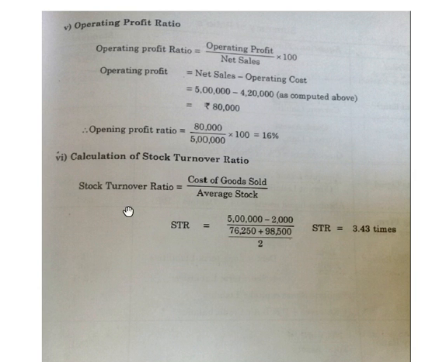Calculation of stock turnover ratio. Stock turnover ratio is equal to cost of goods sold divided by average stock. So 5 lakh minus 2 lakh, the cost of goods sold, divided by average stock, which is opening stock plus closing stock divided by 2. So 76,250 plus 98,500, which you get the stock turnover ratio to be 3.43 times.